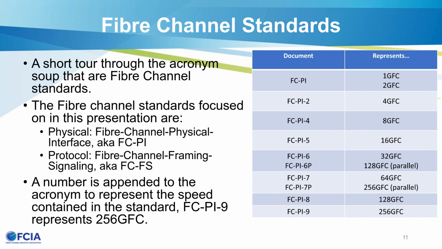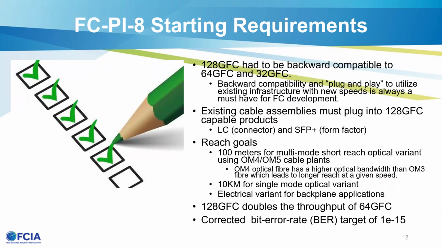And so a number is appended to the acronym, especially for PI, that corresponds to what the upcoming standard would be. So PI-9 is going to be 256 GFC. You can see as you walk through this, PI-8, which is what we're talking about here, is the 128 GFC. There have been some parallel standards in the past, so they are basically 4-lane parallel, and a P is appended on the back of the standard for those to indicate that it's parallel.